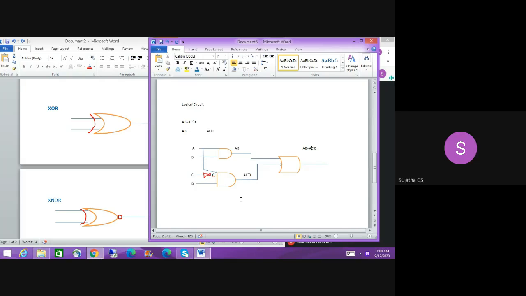Okay. That's all for this chapter. In the Google Drive, I posted some logical expressions. You draw those logical circuits and then post them back. Okay, that is the homework. So far we have covered the third chapter completely.